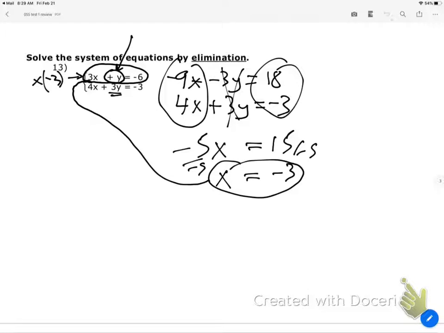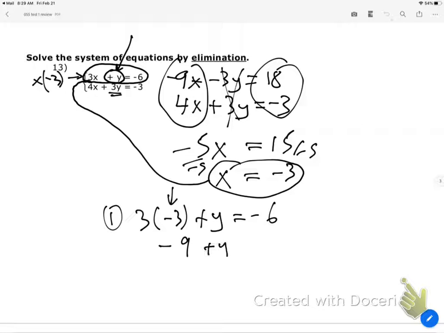So if x is -3, what's 3 times -3 plus y equals -6? That's the first equation, remember? I just plugged x equal to -3 in there. That's -9, that's still y, that's -6. If I add a 9 to both sides, then y equals 3, and that's the other answer, okay?